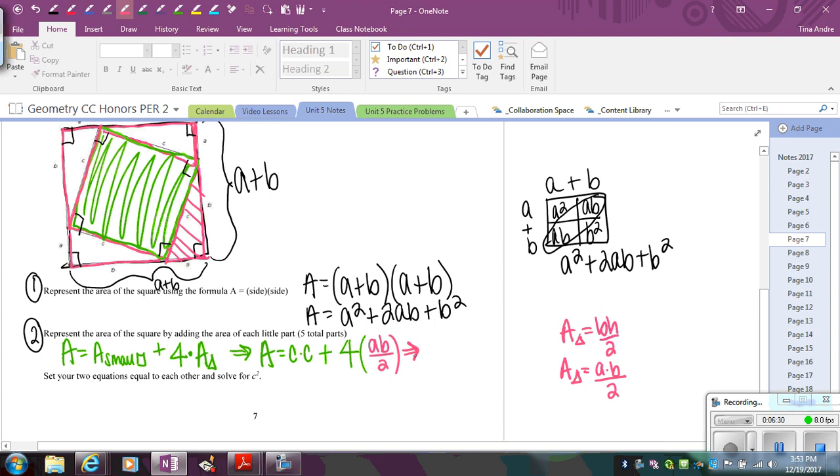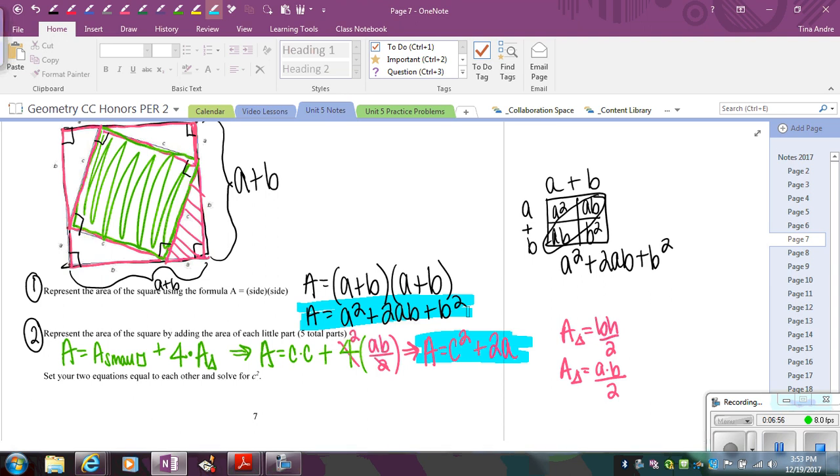So now let me just simplify this a little bit. So it'll be C times C is C squared. These are going to cancel. 4 divided by 2 will be 2. So it'll be plus 2AB. So what I've done is I found the area of the square using a dissection method, which means all the little parts. And I found the area of a square using its side length and then plugging into the formula.